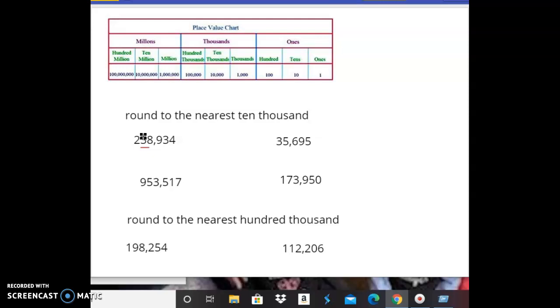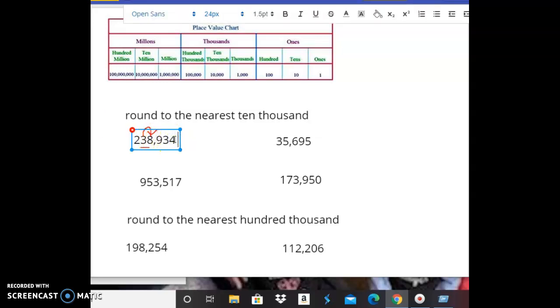Now remember, when we round, we go next door to the right, and that number tells us if it's 5 or more, let it soar, 4 or less, let it rest. So the 8 is telling the 3 to let it soar because the 8 is larger than a 5. Everything to the left, every digit stays the same, so that's going to stay a 2. The 3 is going to soar to a 4, and then all the digits after that become zeros.